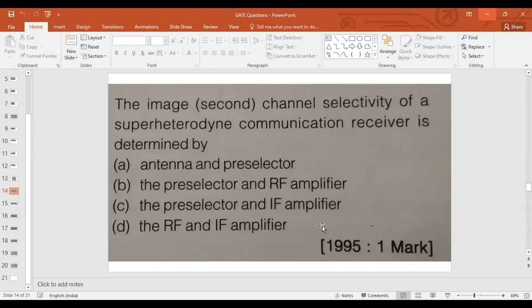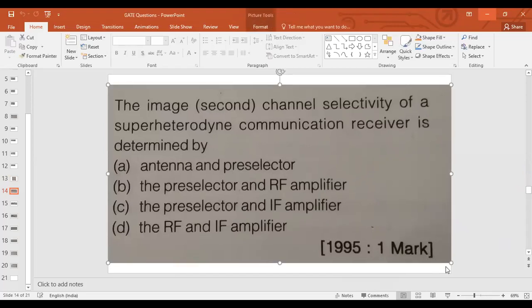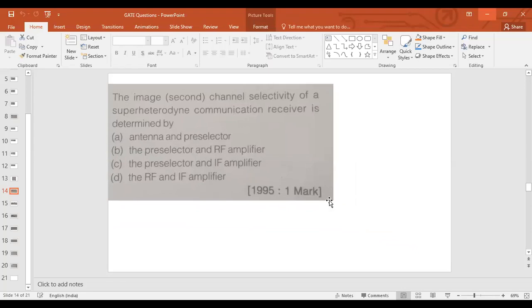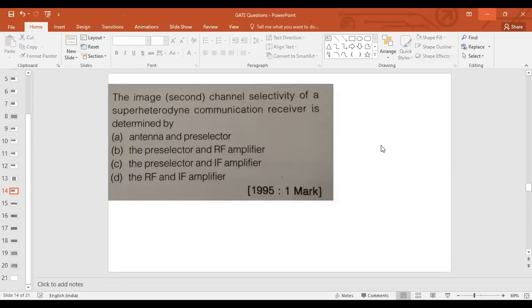So I think we have discussed the block diagram yesterday for the super heterodyne receiver. So in that block diagram, what we discussed yesterday also, the image channel selectivity of a super heterodyne communication receiver is determined by. Sir, RF and IF amplifier.